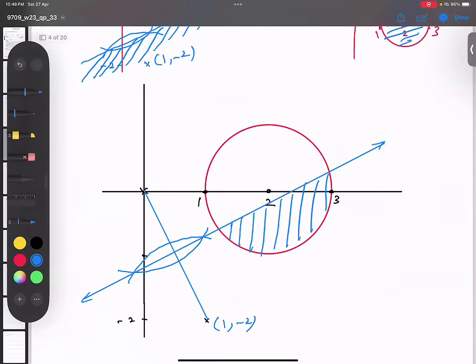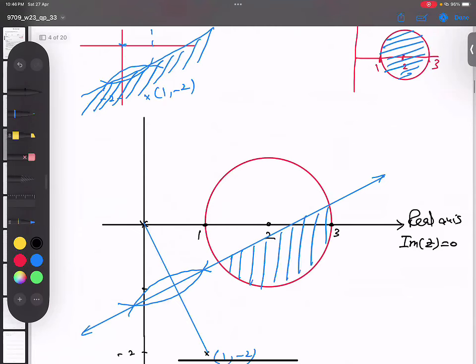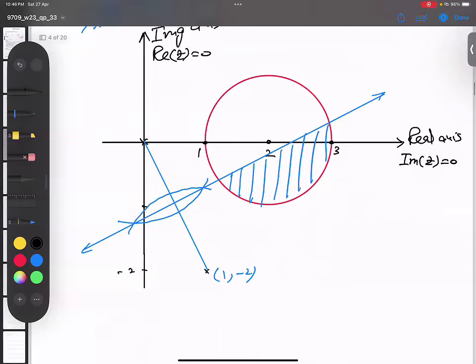And this you write or you don't write, no problem, but better to write. Real axis. And you must know, what I'm writing is just for knowledge. Imaginary of z equal to 0 is the equation of the real axis. This you don't write, no problem, just extra knowledge. This is called the imaginary axis. And the equation will become real of z equals 0. Okay, this is extra knowledge.